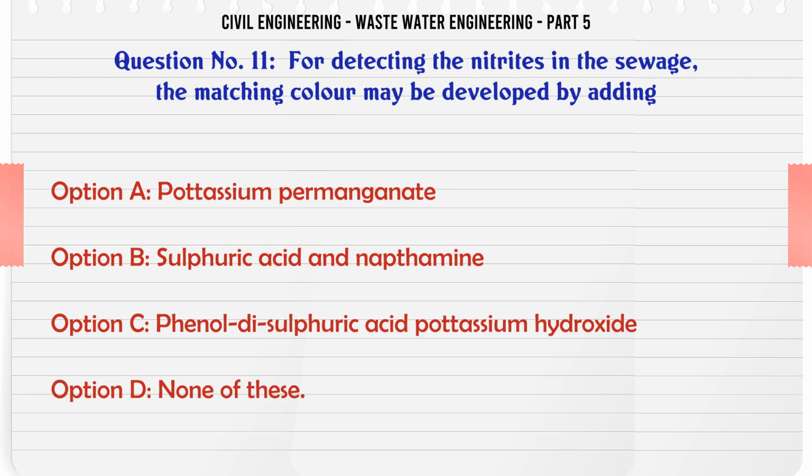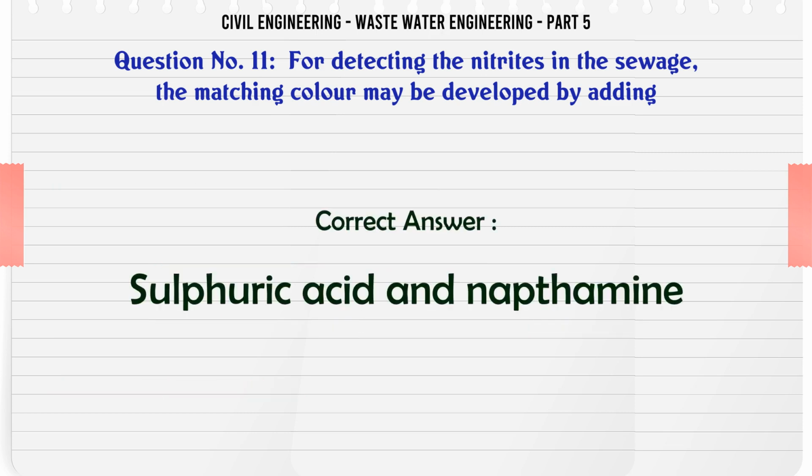For detecting the nitrites in the sewage, the matching color may be developed by adding: A. Potassium permanganate, B. Sulfuric acid and naphthylamine, C. Phenol, D. Sulfuric acid, potassium hydroxide, E. None of these. The correct answer is sulfuric acid and naphthylamine.